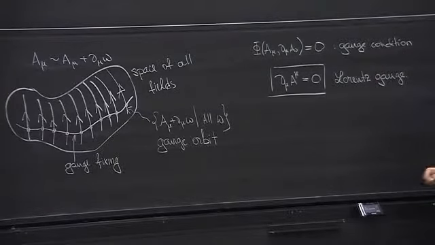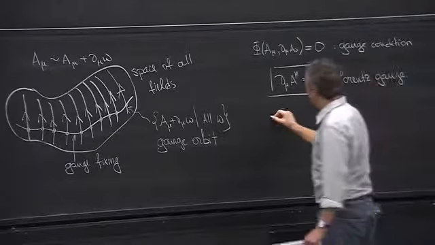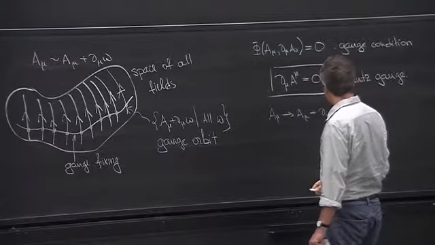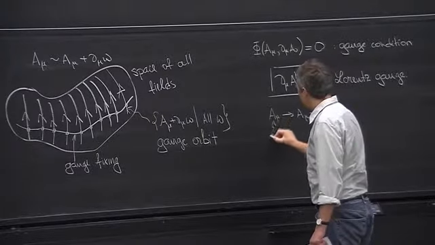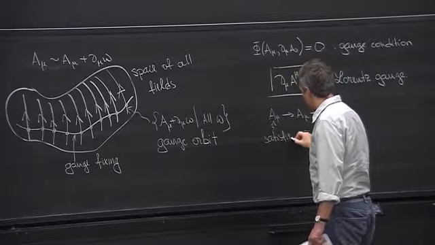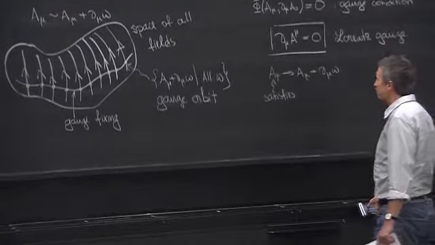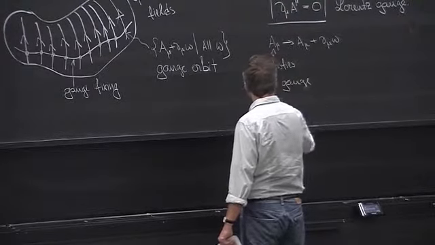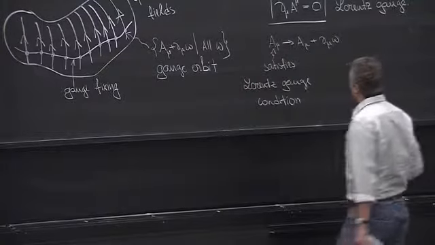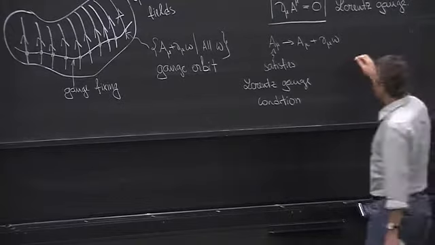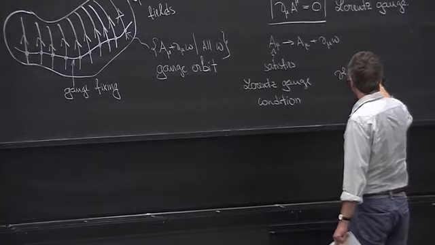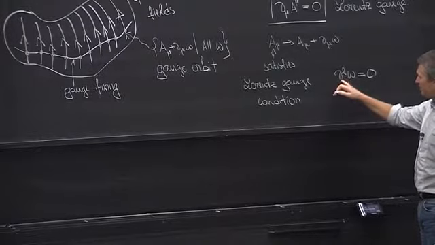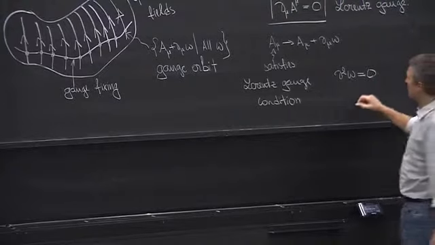So Lorentz gauge actually doesn't fix the gauge freedom completely, because if you shift A mu by A mu plus d mu omega, and suppose that A mu satisfies the Lorentz gauge condition, then the transformed field will also satisfy the Lorentz gauge condition, provided that the D'Alembert operator acting on omega is 0. So we still have some residual gauge freedom.